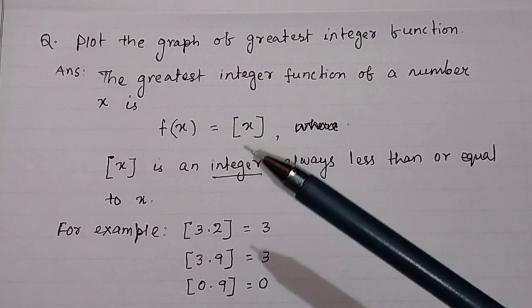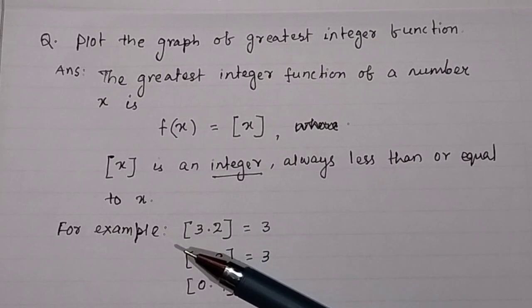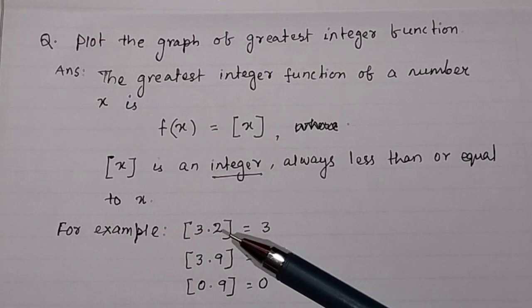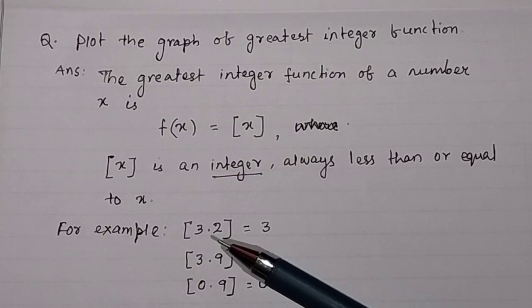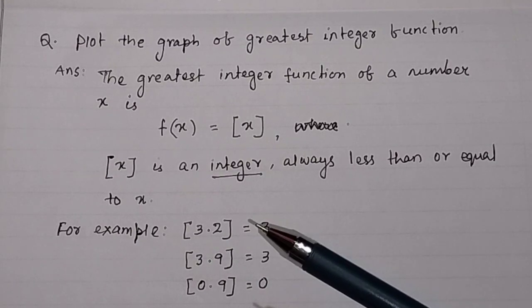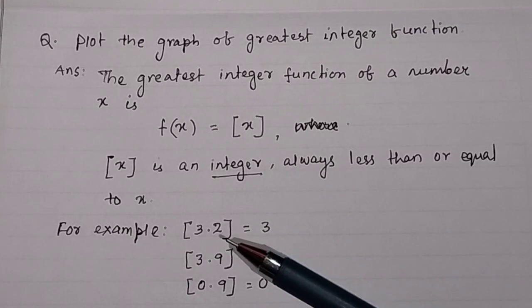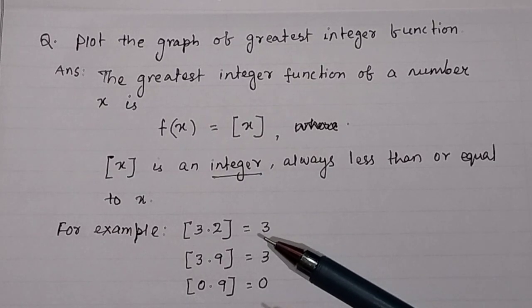The greatest integer function is always less than or equal to x. For example, suppose you have 3.2, then the greatest integer function will be in the form of an integer, or less than that. And what is the integer less than 3.2? It is 3.